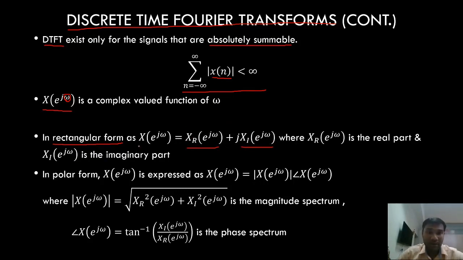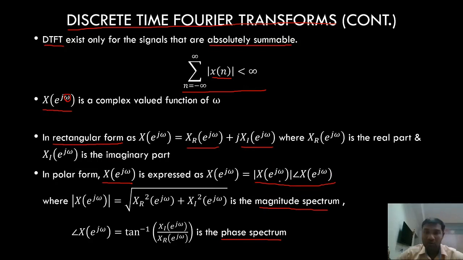Now, if I write the same X of e power j omega in polar form, I can express it in the form of magnitude spectrum as well as phase spectrum. So to express X of e power j omega in terms of magnitude spectrum and phase spectrum, I can write it in polar form: mod X of e power j omega into angle of X of e power j omega, right? This is the polar form.